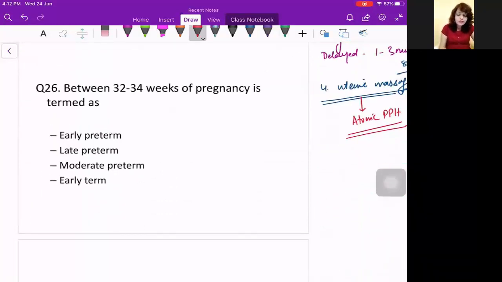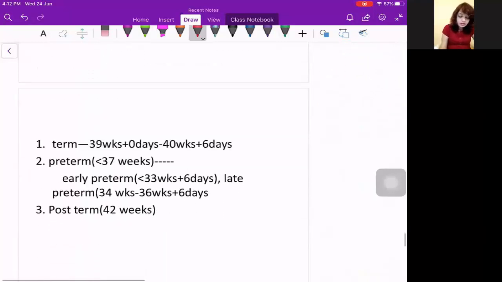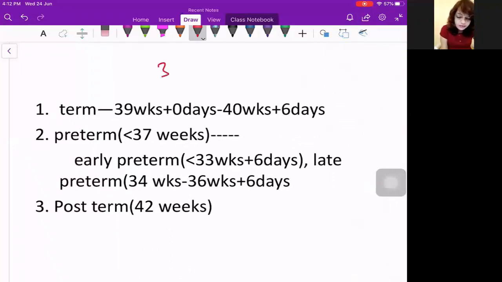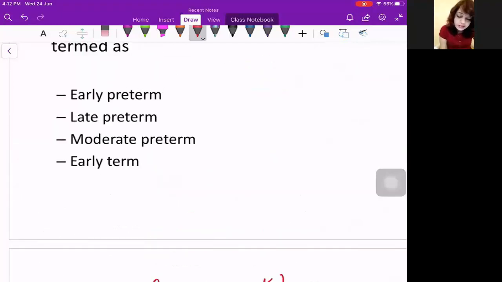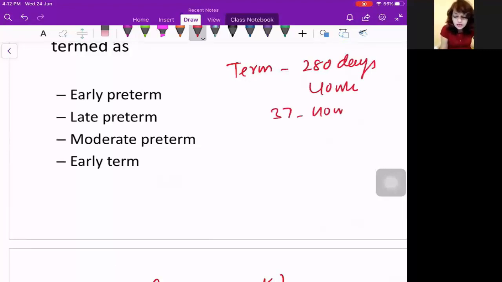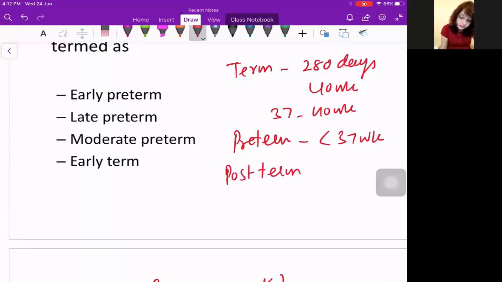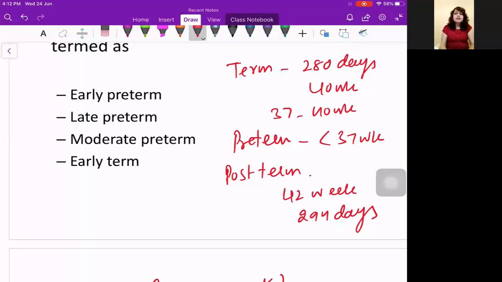Between 32 to 34 weeks of pregnancy, what is the term? Early preterm, late preterm, moderate preterm, early term. So according to this, let me mention: term pregnancy, we always studied 37 to 40 weeks as a term pregnancy. Term pregnancy is 280 days, or completely we say 40 weeks. Preterm we say is less than 37 weeks, and post-term is 42 weeks or 294 days.